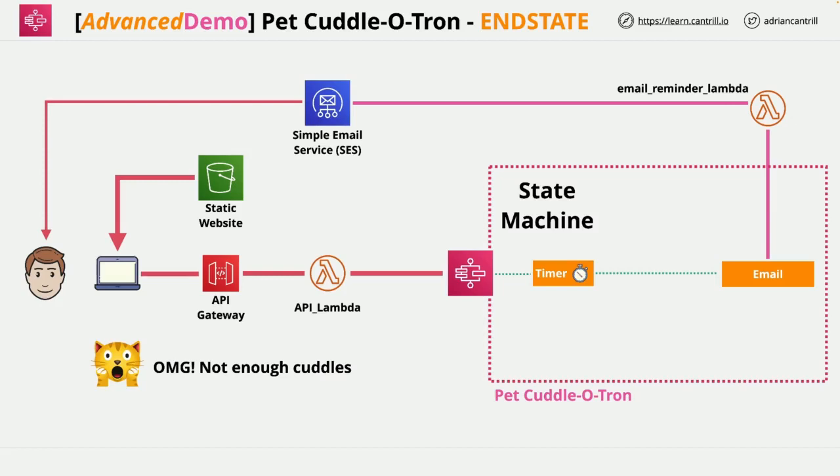Welcome to the Pet-Cuddle-o-Tron mini project, where you'll be implementing a fully serverless application using step functions, Lambda, API gateway, and S3 static website hosting. Now, this is the final architecture that you're going to be implementing. Don't worry though, you'll be doing this step by step, and I'll be here at each stage explaining what you're doing and why.